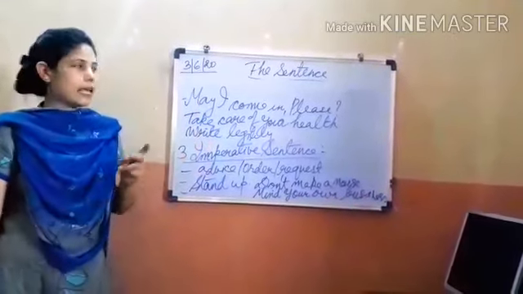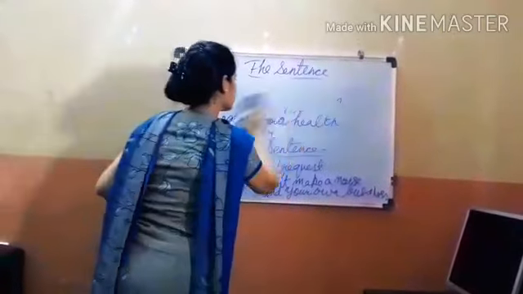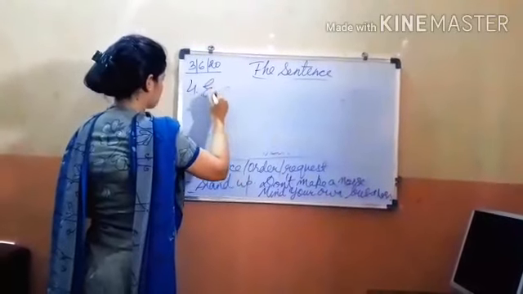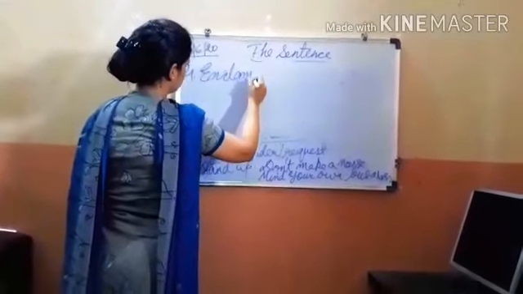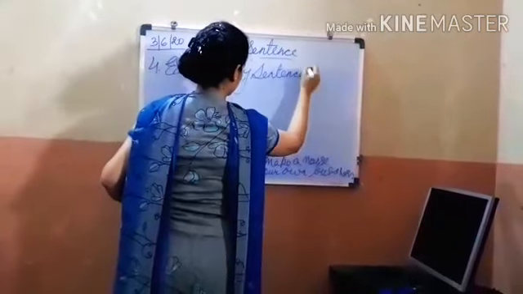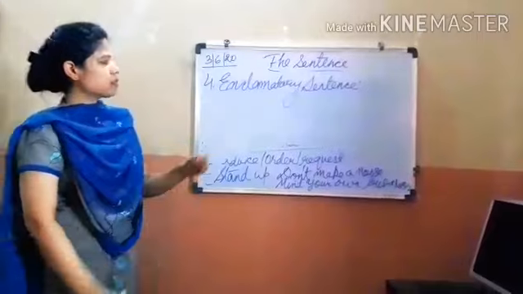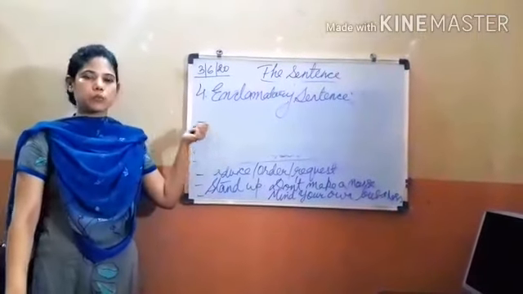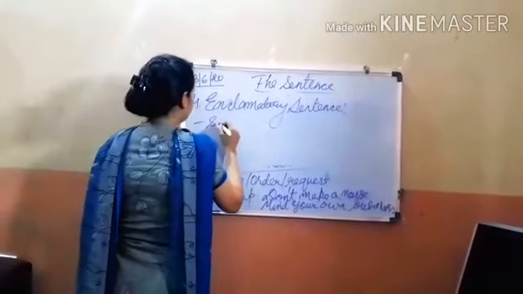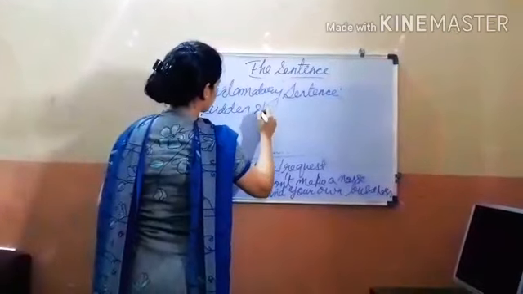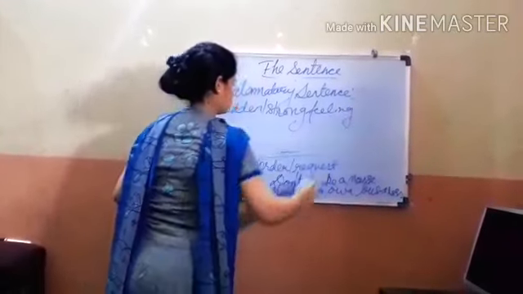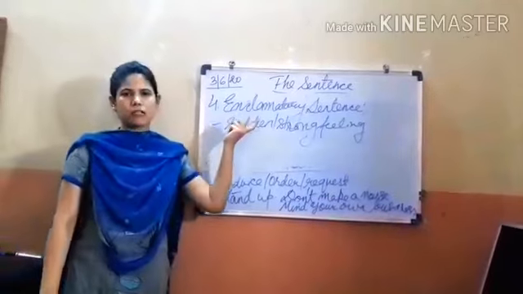Now the last one is exclamatory sentence. The fourth one is exclamatory. Exclamatory sentence. Now what is the exclamatory sentence? Exclamatory sentences are such sentences that express some sudden or strong feeling. Such sentences come under exclamatory sentence.